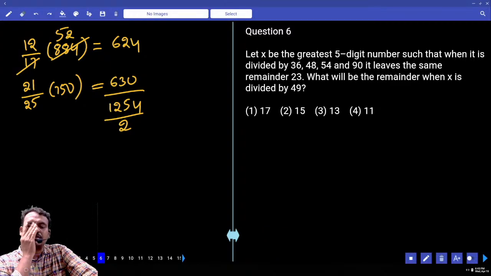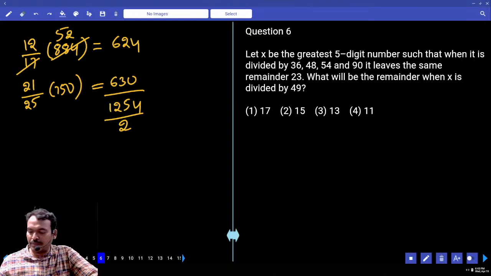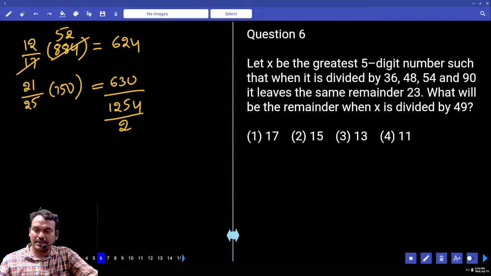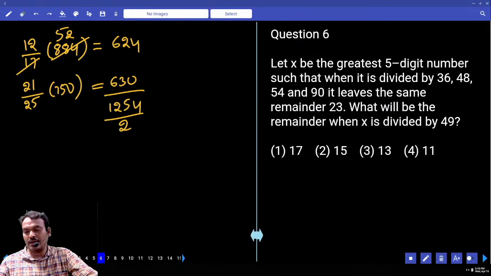Question number 6. Let x be the greatest 5-digit number such that when it is divided by 36, 48, 54 and 90, it leaves the same remainder 23. And what will be the remainder when x is divided by 49?